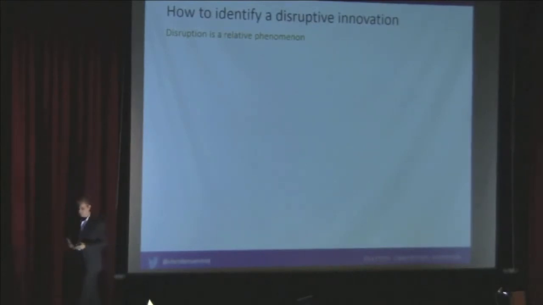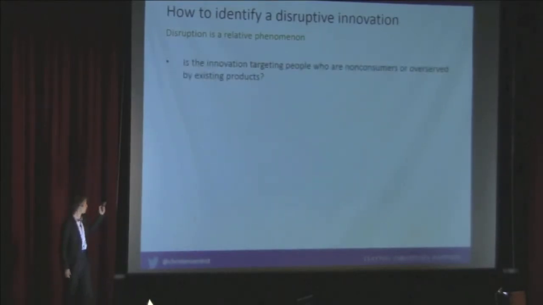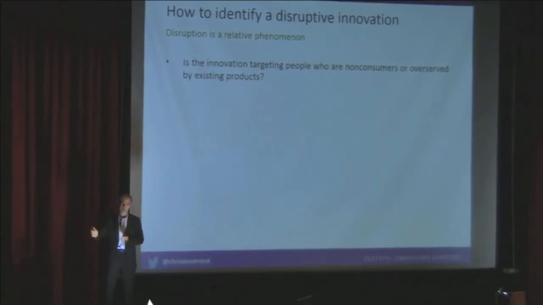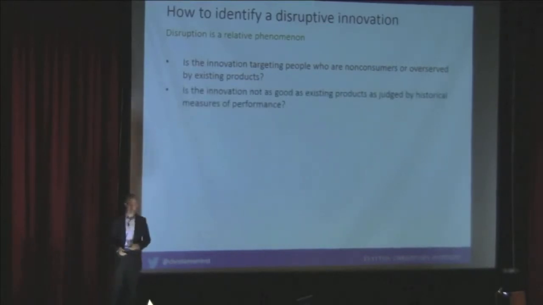So I thought it would just be useful to sort of go over this criteria of really what makes a disruptive innovation, and then we'll turn to how does this play out in education. And the first thing to say is disruption is a relative phenomenon. You're always disruption relative to something else, right? It's not like it exists in a vacuum. And the first question is the innovation targeting people who are non-consumers or who are overserved by the existing services out there? Meaning, you're making improvements, but they're not too happy about paying for those improvements. They don't need all the functionality. The second question is the product or service not as good as the existing products as judged by historical measures of performance? Okay?